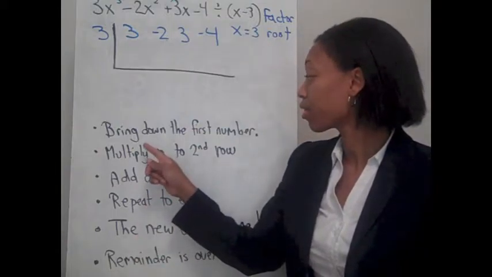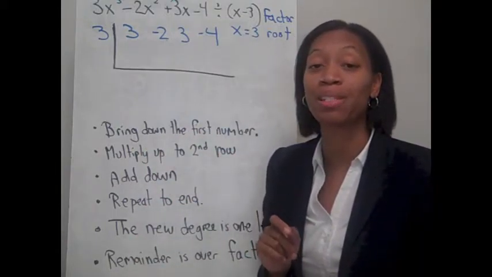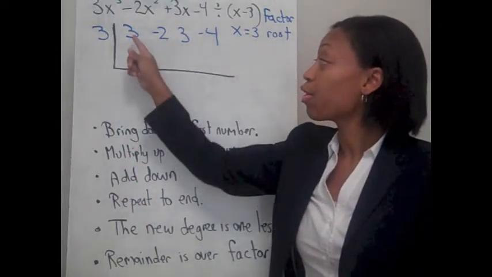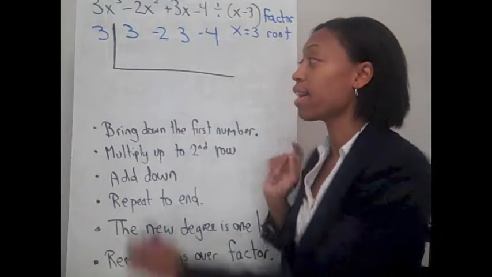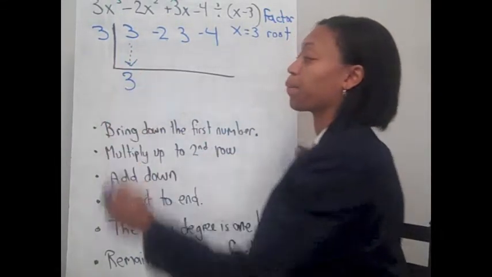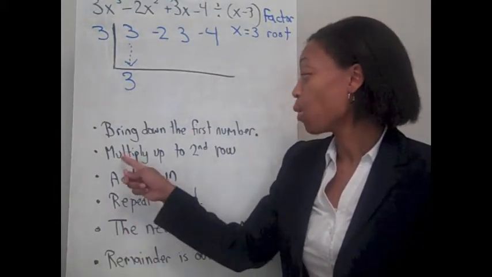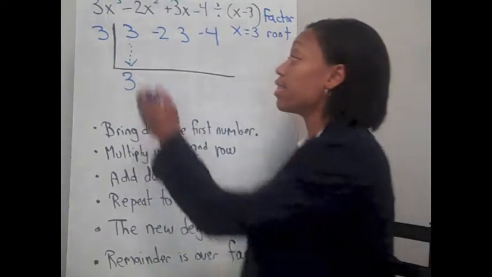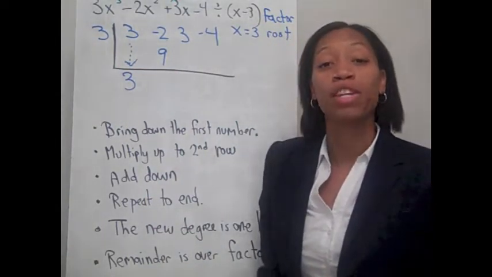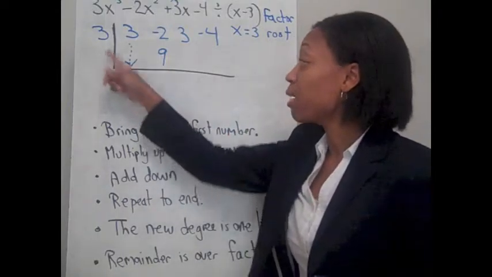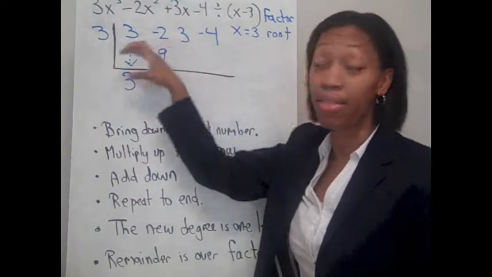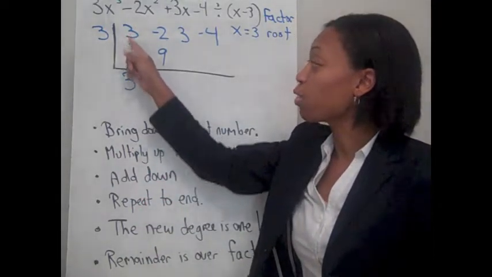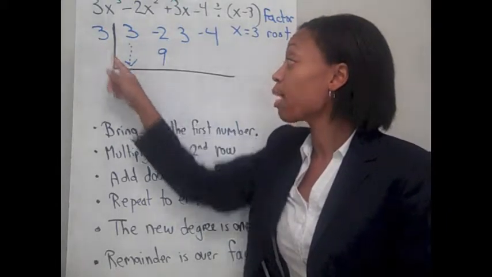Okay, so now here is how you do synthetic division. You are going to bring down the first number. The first number is 3, we just bring it directly down. Next, we multiply up to the second row. 3 times 3 is 9. And when you make your synthetic division sign, you need to make sure that you leave enough space underneath your coefficients for a second row of numbers. Alright? So first we bring the number down, then we multiply. 3 times 3 is 9.